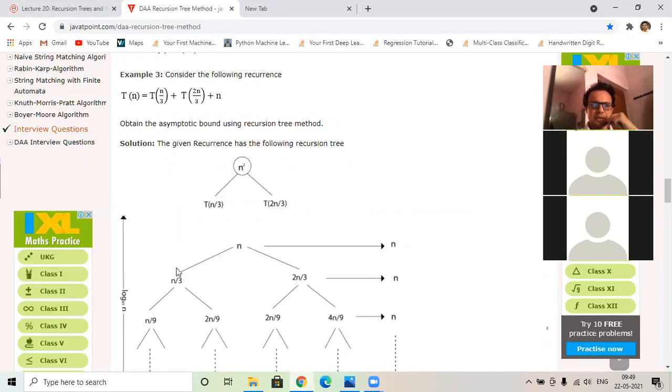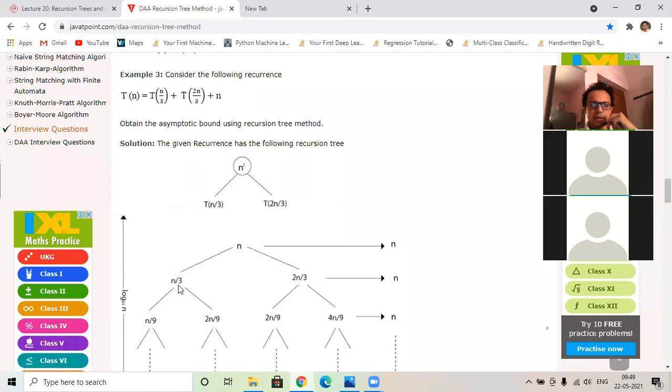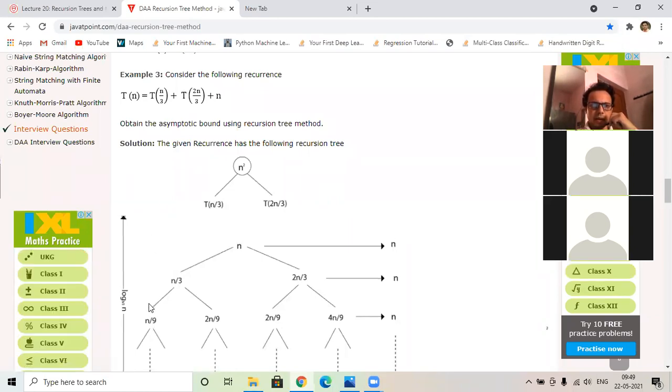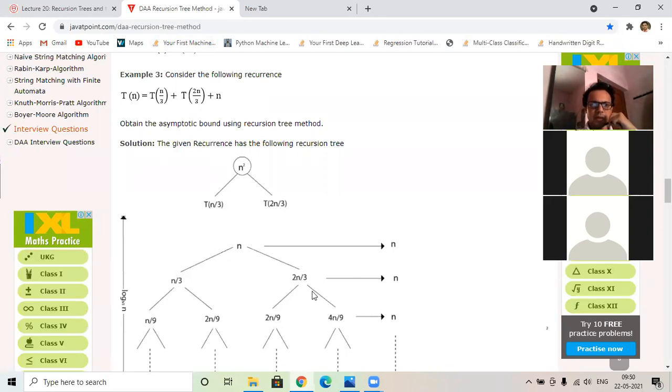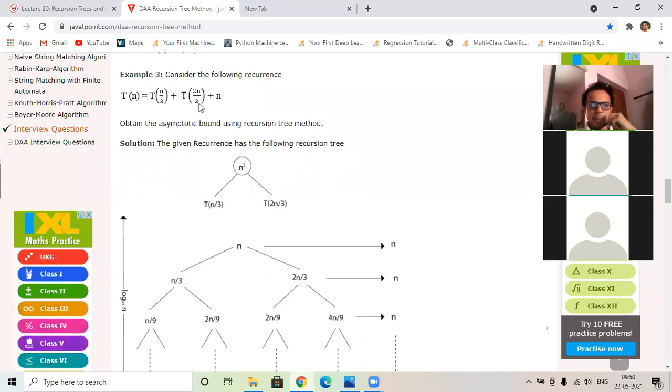So left side n/3, right side 2n/3. If it is n/3, suppose instead of n you assume n/3. Then what will be the value? n/3 by 3, which means n/9. And here 2n/3 by 3 means 2n/9. And here instead of n, you assume 2n/3 is there. So 2n/3 by 3 means 2n/9, and 2n/3 into 2/3 means 4n/9. Is it clear to everybody?